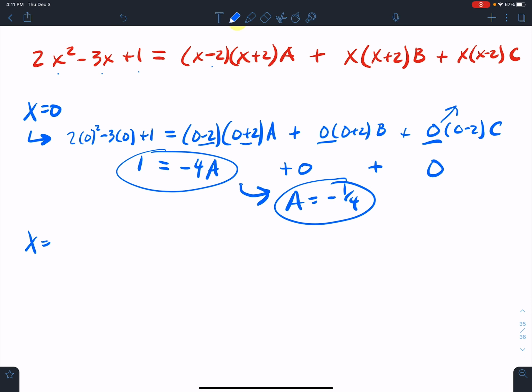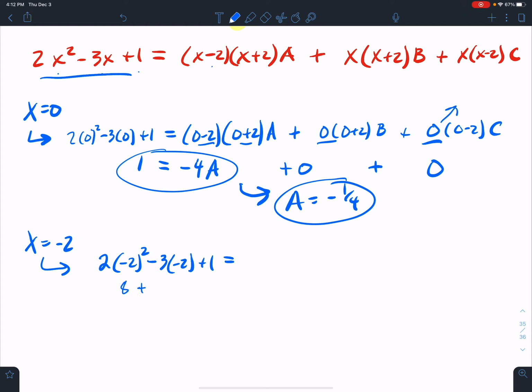Next one, x equal negative 2. If I plug a negative 2 in, what do I get? I get 2 times negative 2 squared minus 3 times negative 2 plus 1. That's whenever I plug in over here. That's 8 plus 6 plus 1. That's 15. Okay, and then negative 2 minus 2, negative 2 plus 2. Well, negative 2 and plus 2 get me 0, so I don't care about that one. That's going away, the a term.